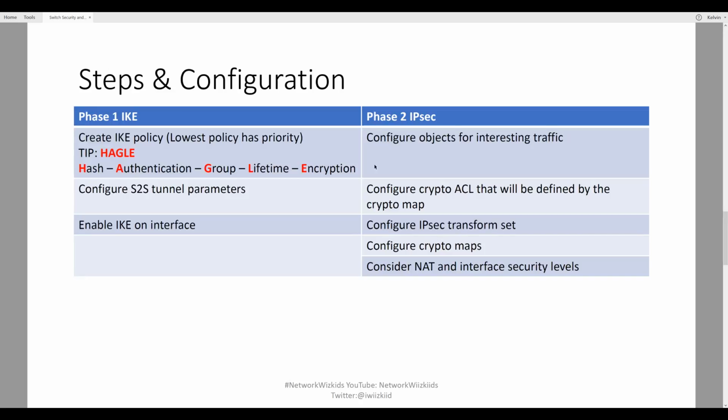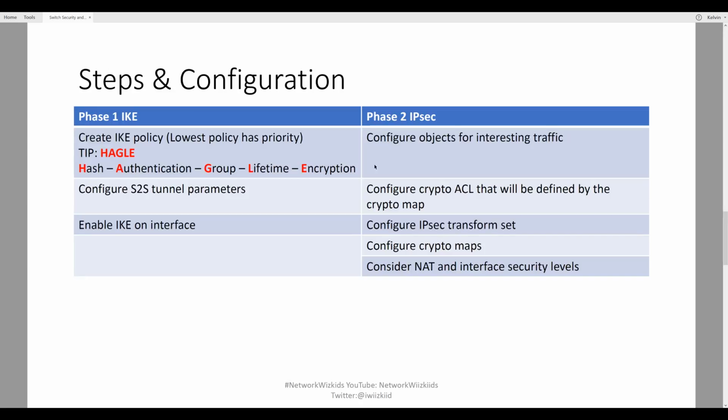So once we've configured the parameters for IPSec, we're going to configure the site-to-site tunnel parameters, and then we're going to enable IPSec on the interface, which is going to be the outside interface connecting to the peer.